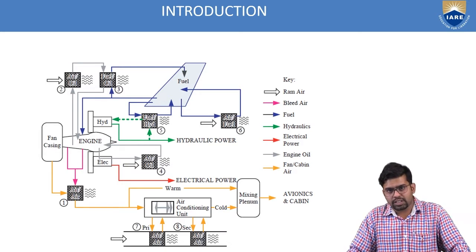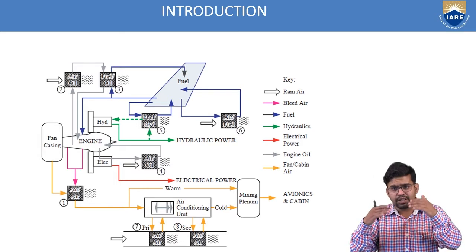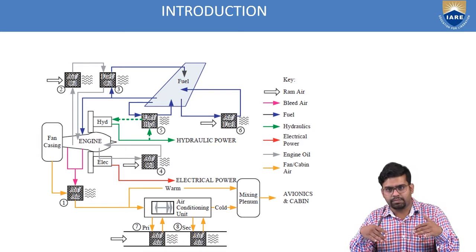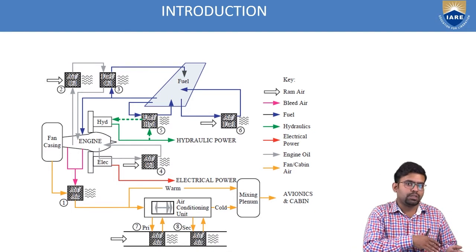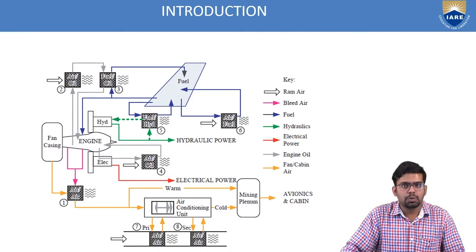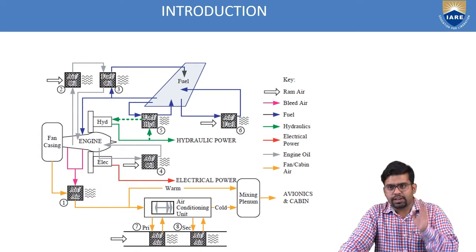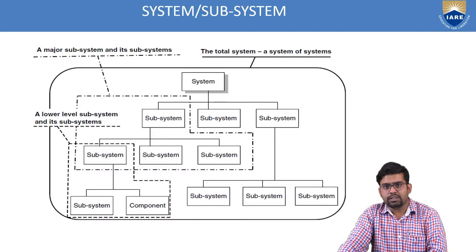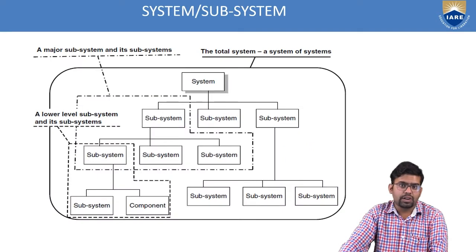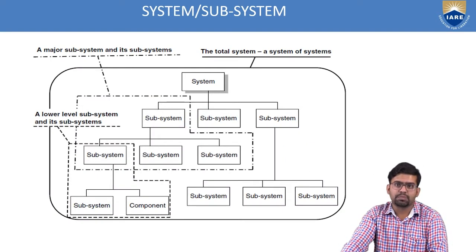So these are nothing but different systems which are working together. They might be subsystems of other systems, but they are working together to ensure good operation of an aircraft. Okay, so when we go further, as I said, we have already encountered the names system and subsystem.